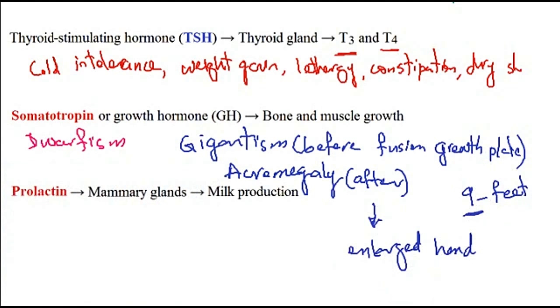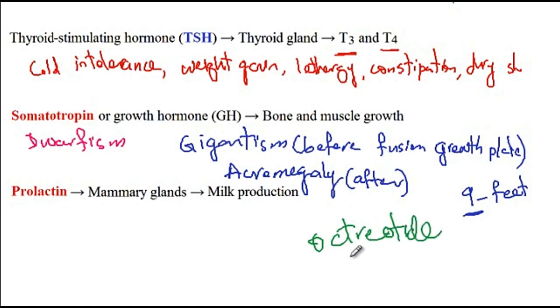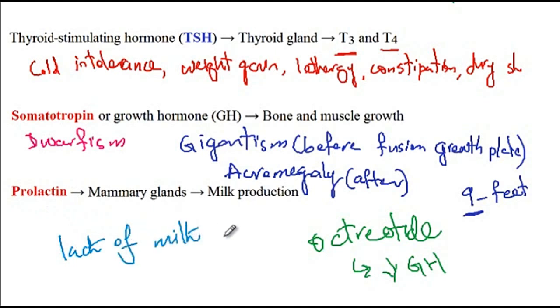And so for the treatment of patients with acromegaly as well as gigantism, you will have to provide them with octreotide, which is a somatostatin analog, and thus it will inhibit the function of the growth hormone. The next hormone is prolactin, which acts on the mammary glands to increase milk production. So patients that lack prolactin will present with lack of milk production.